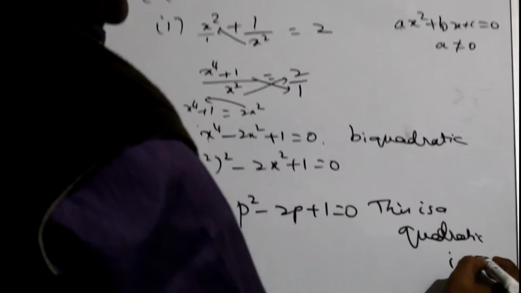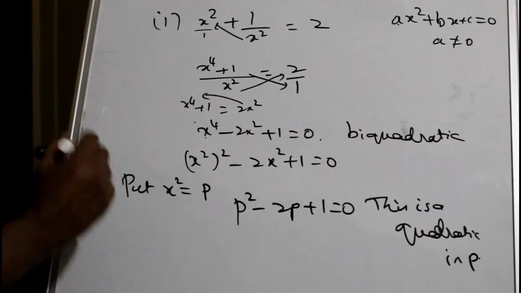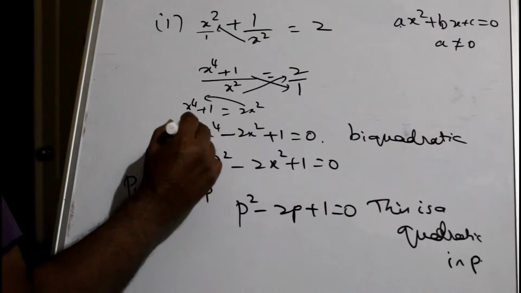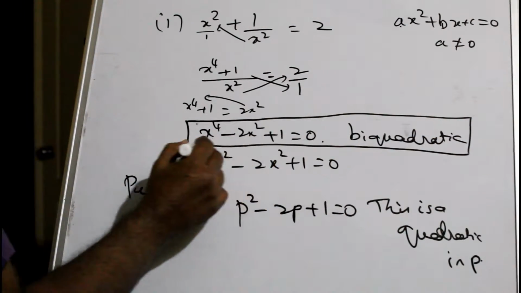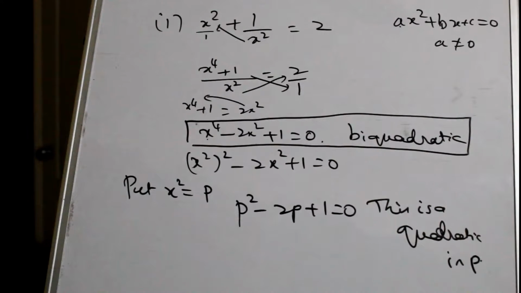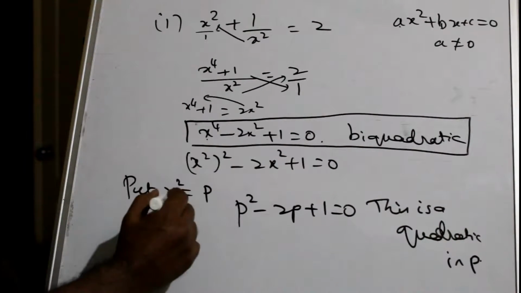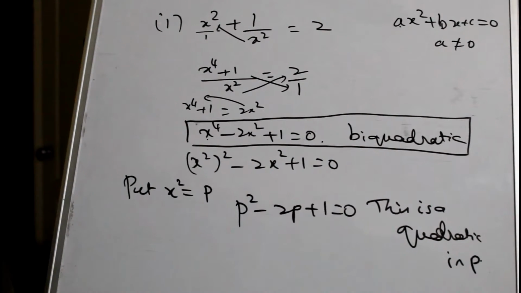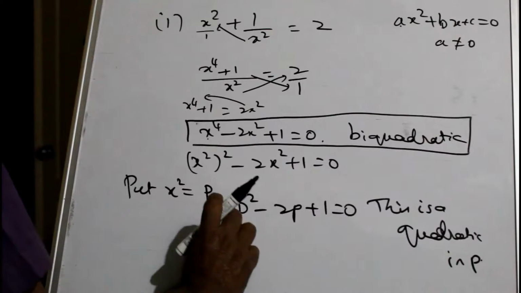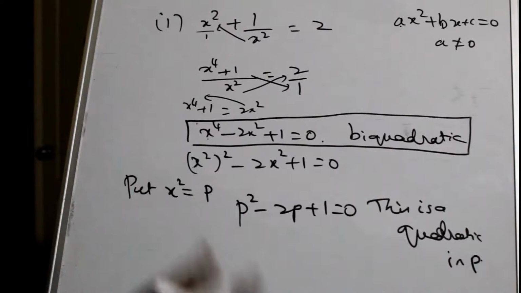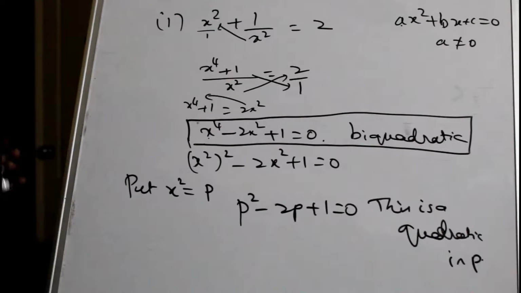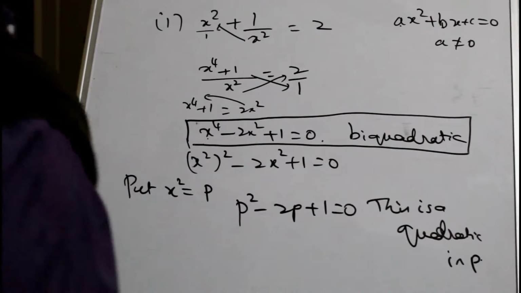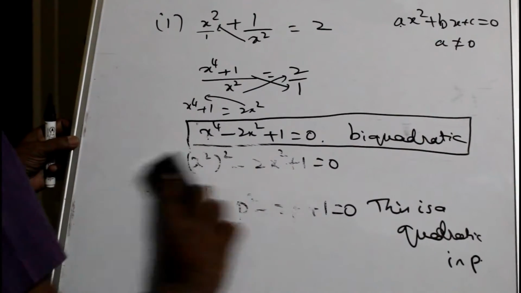So, though we converted it, strictly speaking this x power 4 minus 2x square plus 1 is called a biquadratic, power 4. If you want, you can convert it in some other form like this. You can make it a quadratic in a different letter and solve it. Afterwards we'll see it. But strictly speaking, this is not a quadratic, this is called a biquadratic. I hope you understood. Next sum we'll do it.